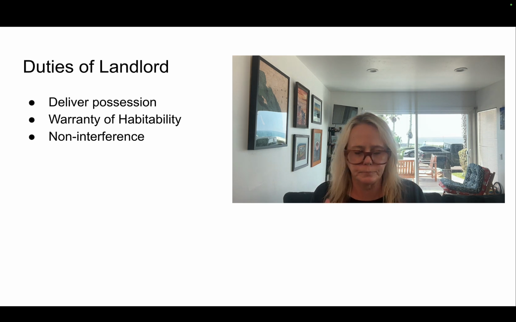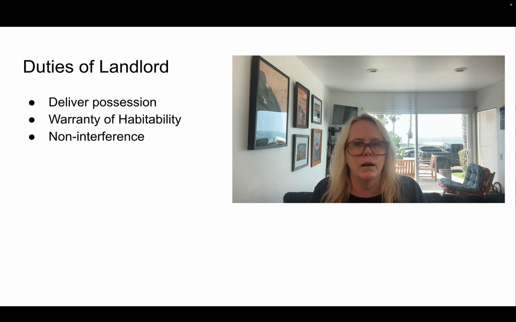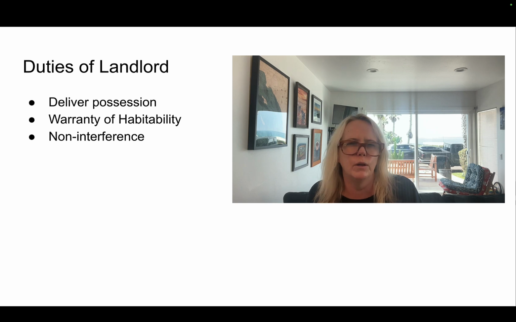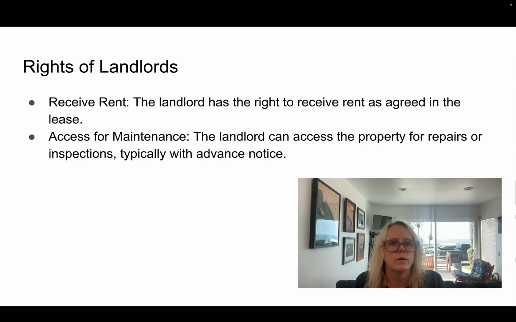The landlord also has a responsibility not to interfere with the tenant's quiet enjoyment of the unit. The tenant has the right, because they are renting the unit, to live their lives in the unit without the landlord constantly sticking their nose in, trying to figure out what the tenant's doing or interfering with their general quiet enjoyment of the unit.